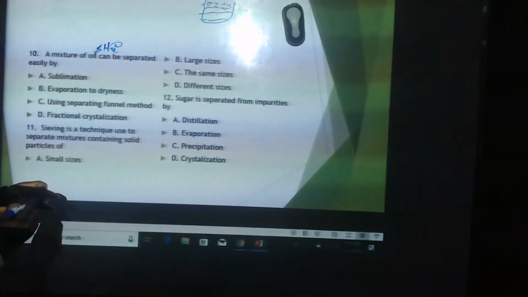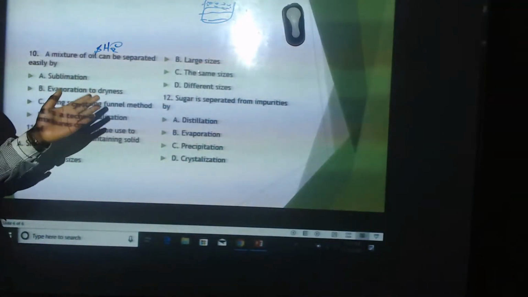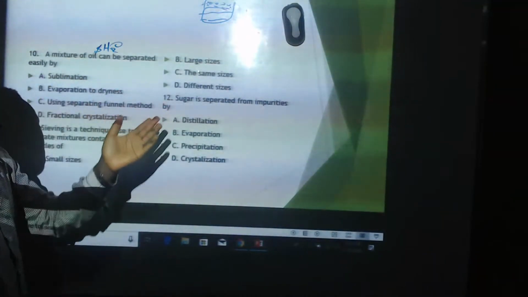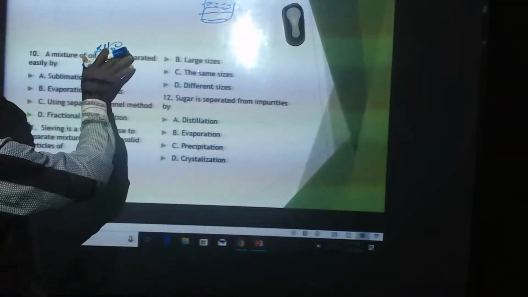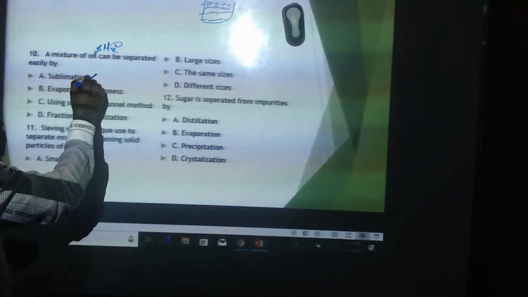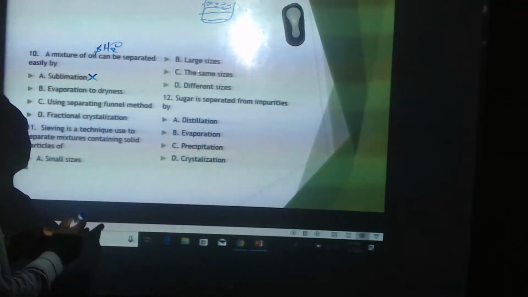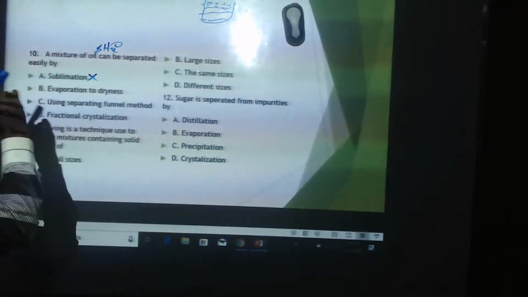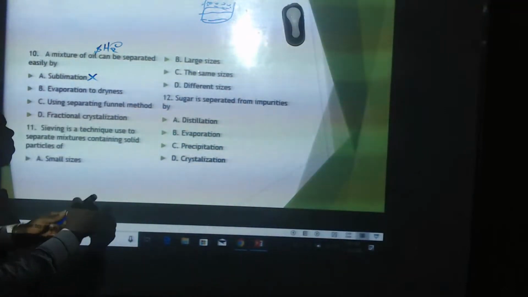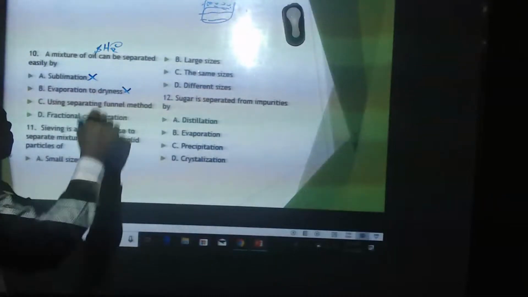Now this is sublimation. Remember I told you that sublimation has to do with changing directly from solid to gas. Nothing concerns solid yet, so this is out of the context. They say evaporation to dryness. And I told you, using evaporation to dryness, we are talking of separating salts. So this is out of the context.